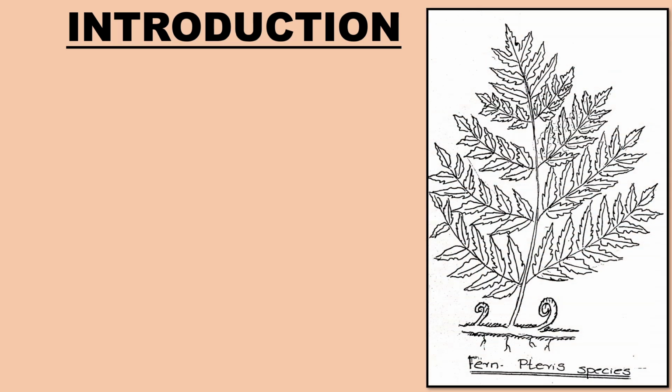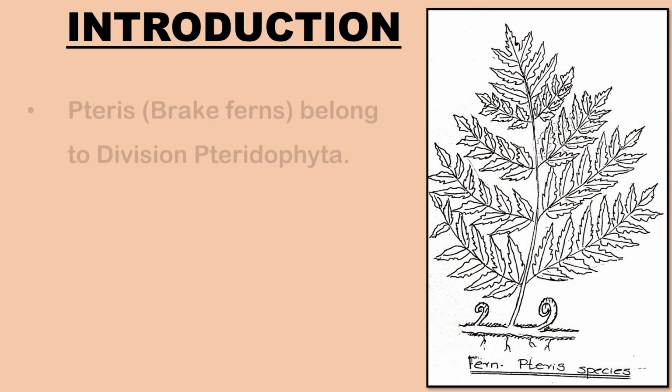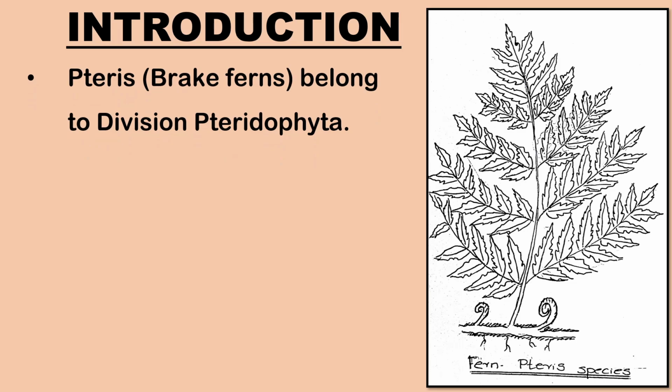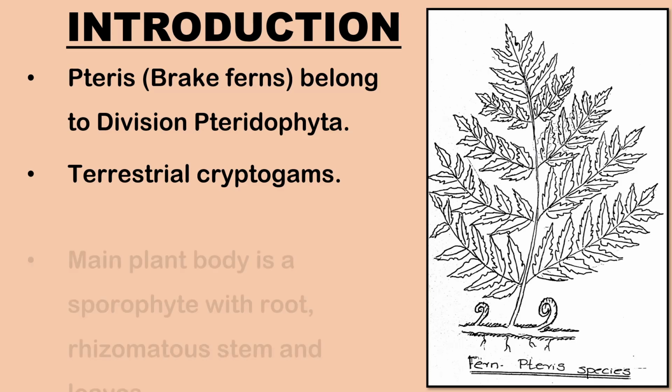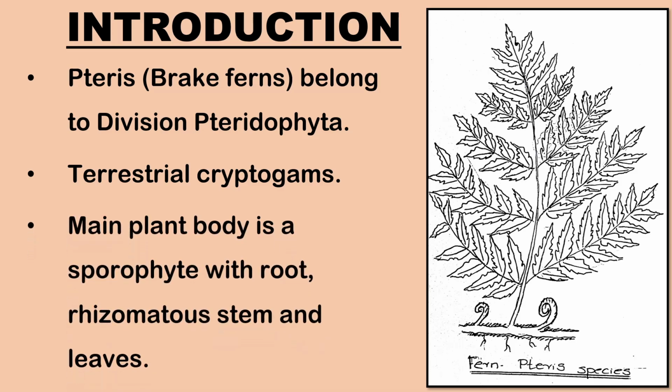Let us begin by studying the morphology of Pteris, a genus of ferns, commonly known as brake ferns belonging to the division Pteridophyta. They are a group of terrestrial, highly advanced cryptogams inhabiting shady and moist places. The main sporophytic plant body is differentiated into root, rhizomatous stem, and leaves.